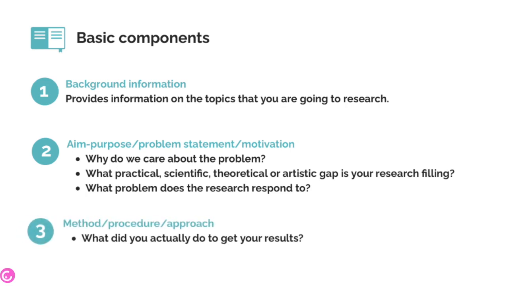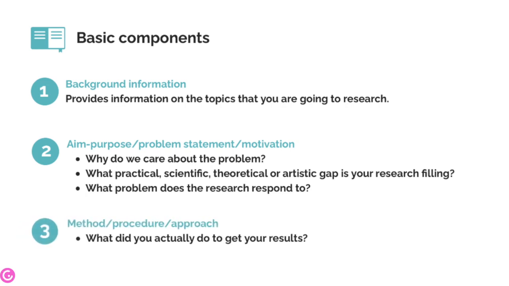Third, methods, procedure, or approach. Next, indicate the research methods that you use to answer your questions. This part should be a straightforward description of what you did in 1 or 2 sentences. The idea is to give the reader a quick glimpse into the overall approach and procedures you used. You should answer the following question: what did you actually do to get your results? For example, analyzed 3 novels, completed a series of 5 oil paintings, or interviewed 17 students.